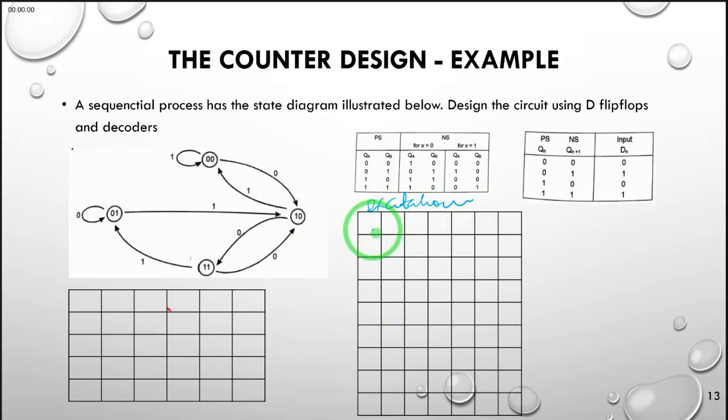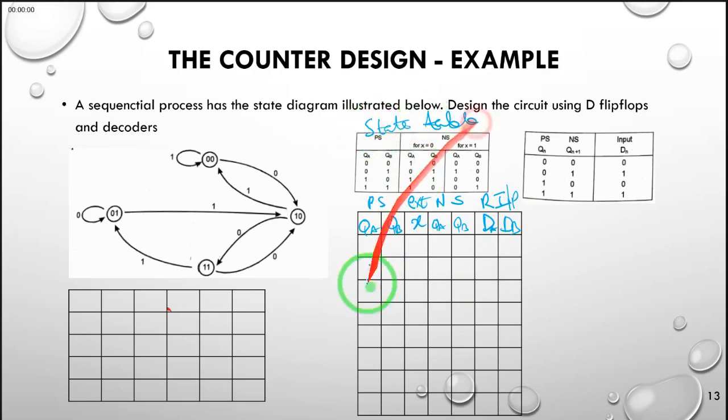We have the present states, which we can represent by QA, QB. Our external input is X. And then what is the next state that we have? We have it QA and QB. And the required inputs, we can call them required inputs, and we know the required inputs for D flip-flops are going to be DA and DB. Therefore, we just capture the data that we have in our state table and feed it here. The only data that will be missing is the required inputs, which we will get from our excitation table.